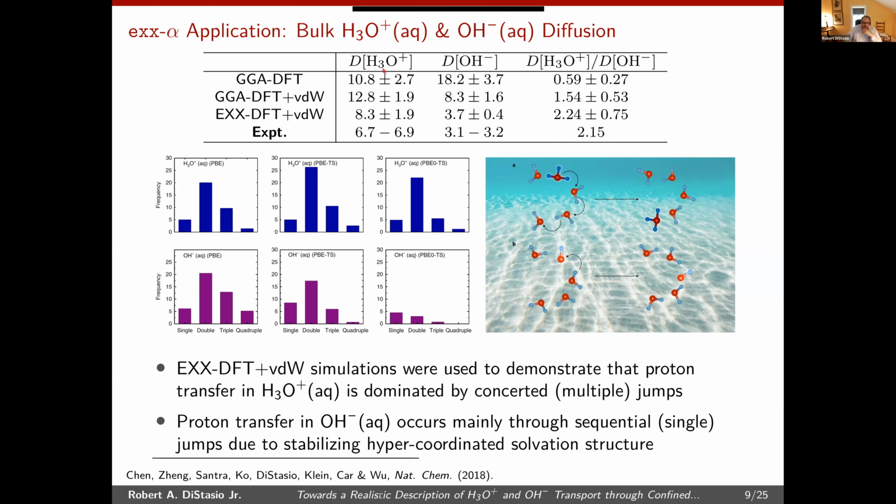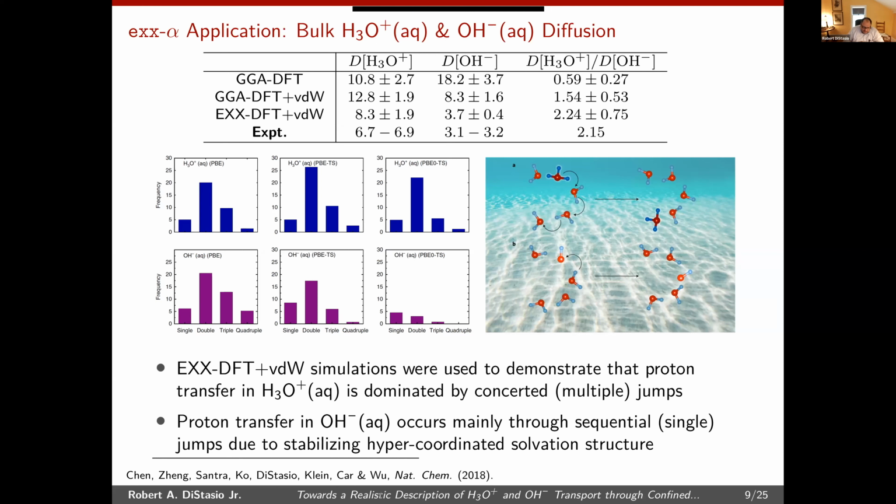the hydroxide picture changes tremendously, right? They look almost the same at the PBE level or the GGA level. You add van der Waals, it changes a little bit, but when you add the hybrid and van der Waals, you see that something that was mostly jumping more concerted is now really governed by single or sequential jumps. And this is what's slowing down hydroxide, and it's the physical mechanism behind that, right? And this is because of a stabilizing hypercoordinated solvation structure, basically a resting state in which the hydroxide can't move unless it's not in that solvation structure.